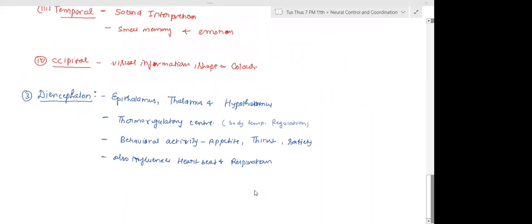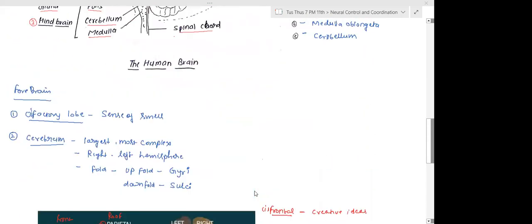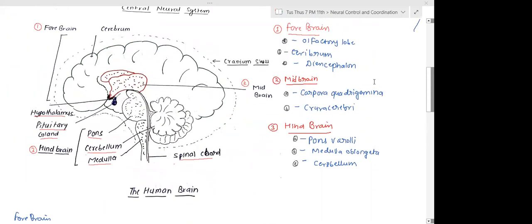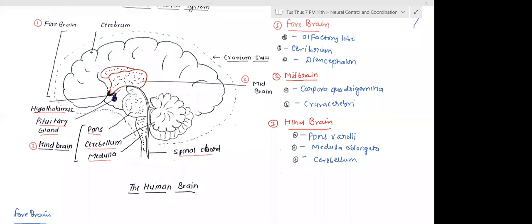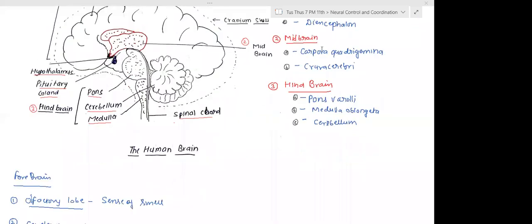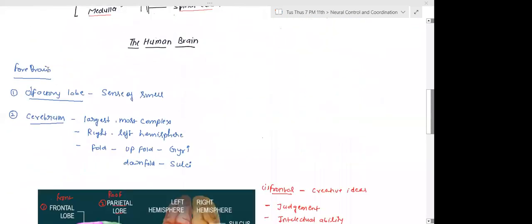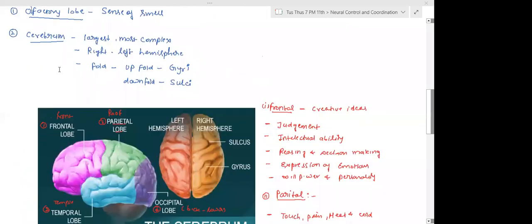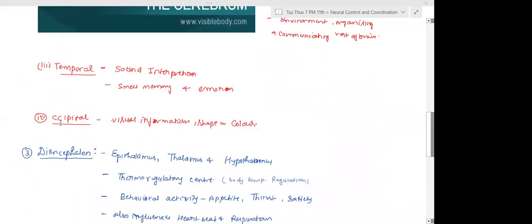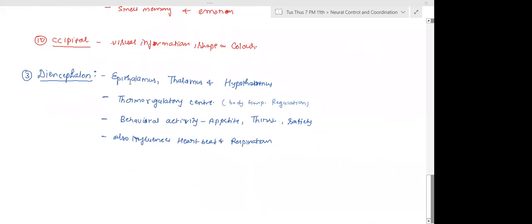Now come to the Diencephalon. So we have divided the forebrain into how many parts? Olfactory lobe, cerebrum, then Diencephalon, the third part. So what does the Diencephalon do?